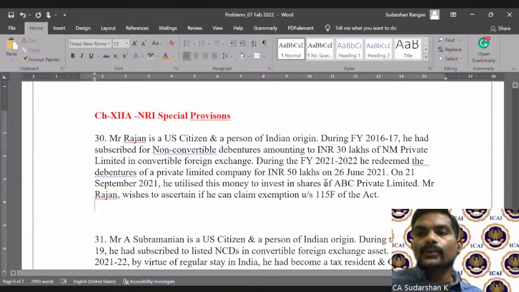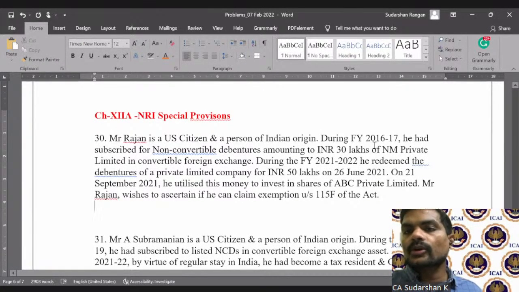Mr. Rajan is a US citizen and a person of Indian origin. During financial year 2016-17, he had subscribed for non-convertible debentures amounting to INR 30 lakhs of NM Private Limited in convertible foreign exchange. During the financial year 21-22, current financial year, he redeemed the debentures of NM Private Limited for 50 lakhs. On September 2021, he utilized this money to invest in shares of ABC Private Limited. Mr. Rajan wishes to ascertain if he can claim exemption under Section 115F.